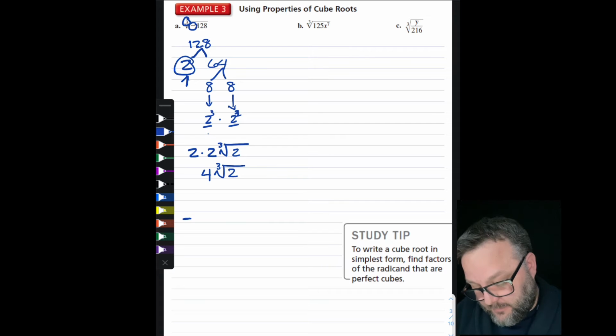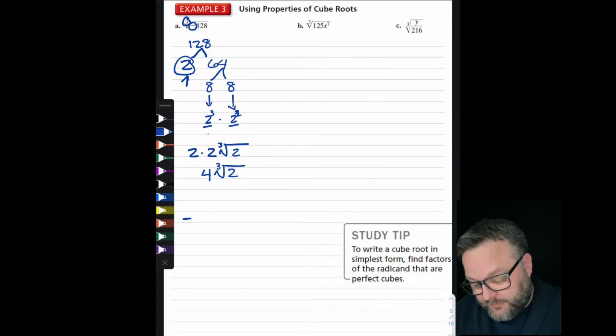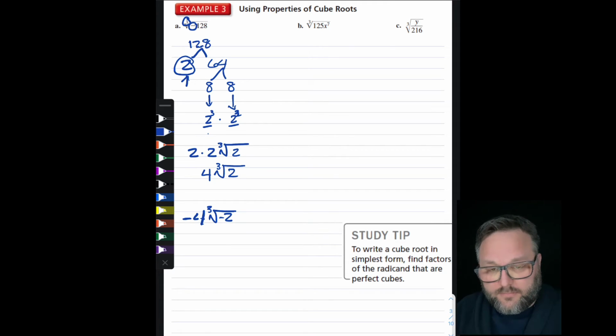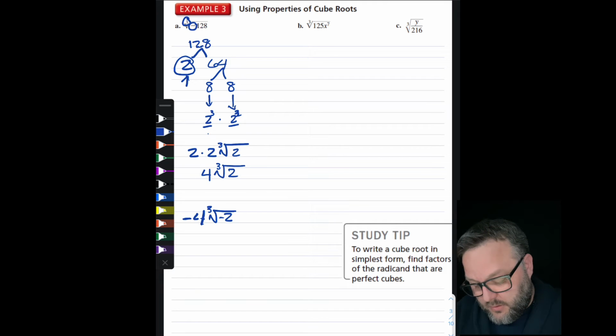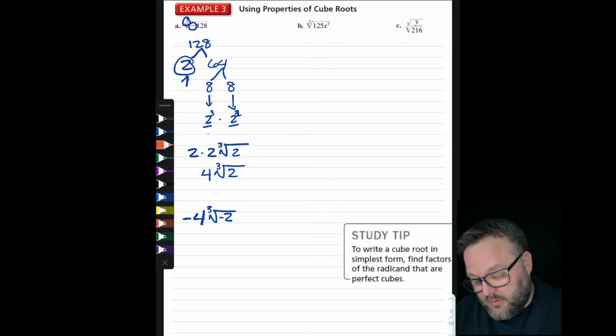Okay? Now, the question is, what about that negative that was originally there? Well, I know a negative's got to be part of my answer. But it's also got to stay inside as part of my answer. So the question becomes, is this correct notation? And the answer would be no. This does not need to be there.